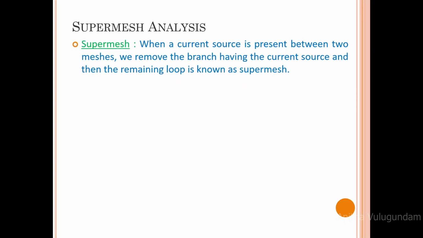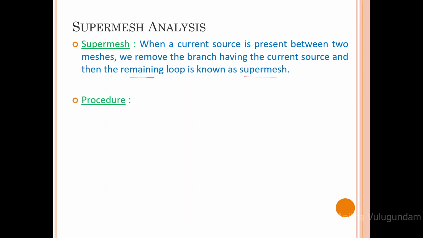In the previous lectures, we have seen the concept of mesh analysis and a few solved problems on mesh analysis. In this video, we discuss super mesh analysis. Super mesh: when a current source is present between two meshes, we remove the branch having the current source and then the remaining loop is known as a super mesh.